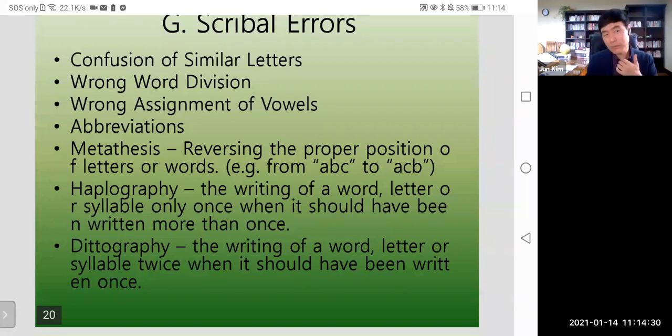So there are a lot of possibilities of having terrible errors, and wrong assignments of vowels, and abbreviation, metathesis, haplography and dittography. These are all technical terms describing what kind of mistakes can take place in the process of transmission and copying. Okay?